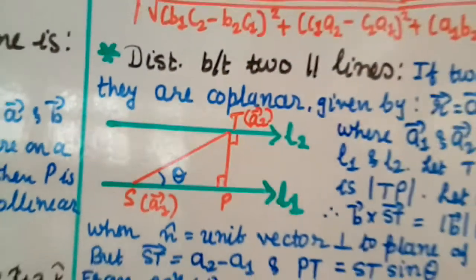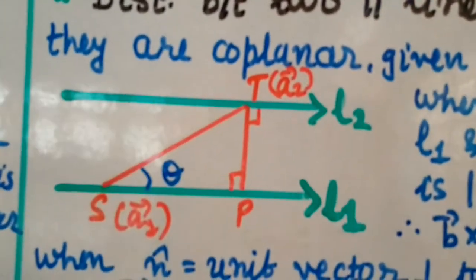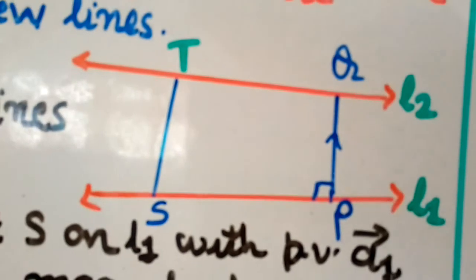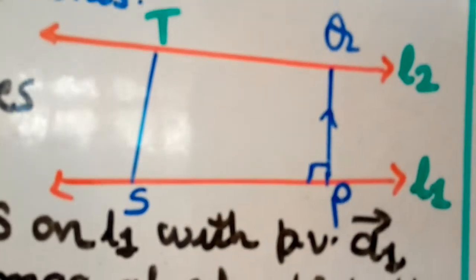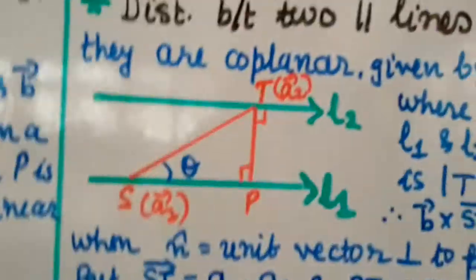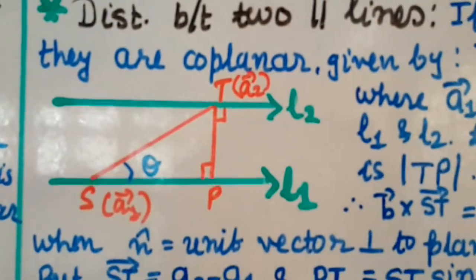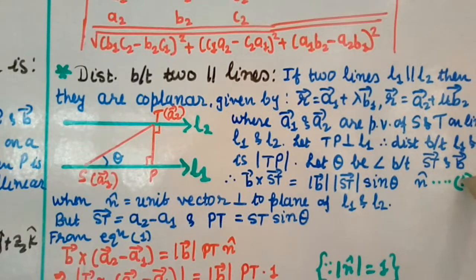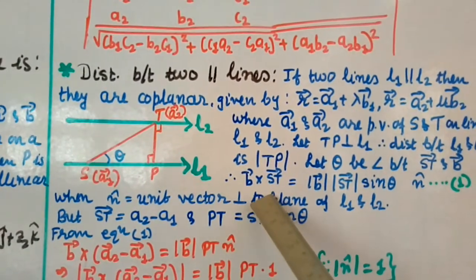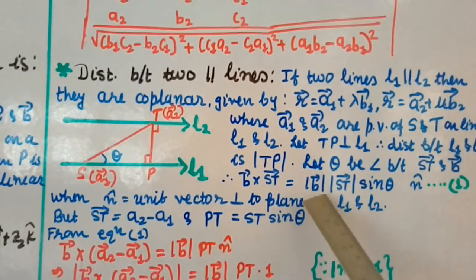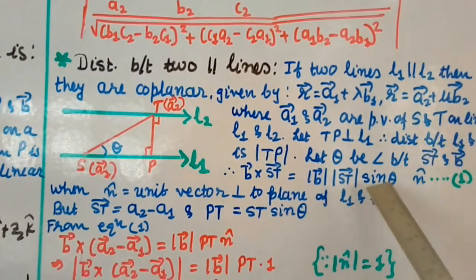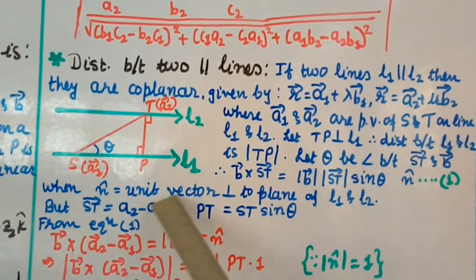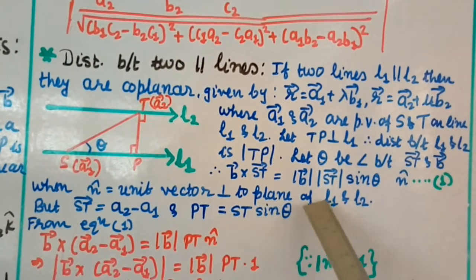Since they are in a plane, we can show the angle over here. For skew lines it is a bit difficult to show, because they are not coplanar. Here I have shown it because they are in the same plane, so we can show it easily. Let theta be the angle between ST and B. Therefore B cross ST equals magnitude of B into magnitude of ST into sine theta n cap. Call it equation 1, where n cap is a unit vector perpendicular to the plane of L1 and L2.